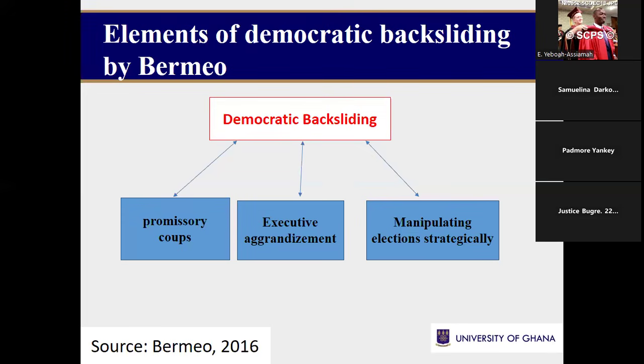Now, promissory coup, as mentioned by Justice, the military will want to overthrow the government, but they will tell the people that the government is engaged in A, B, C, D, which is not good for the economy, or human rights are being abused. And so we are stepping in to clean the system and then hand over power to the civilians immediately or as soon as possible. That is a promissory coup, because they made a promise or assurance to the people that they were just coming to fix the mess and then return the country to civilian rule.